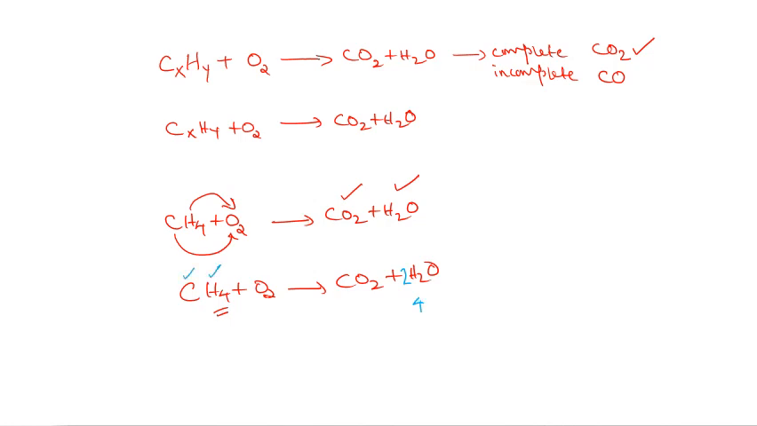Now look for oxygen. So we have 2 oxygen on the right side with the carbon dioxide, and we have 2 oxygen with the water. So total we have 4 oxygen atoms. So on the left side we have only 2 oxygen atoms. So we can add a coefficient 2 to get 4 oxygen atoms on the left side as well. So we have balanced that one. So the coefficients are 1, 2, 1, 2. So now we have a balanced equation for this complete combustion reaction.